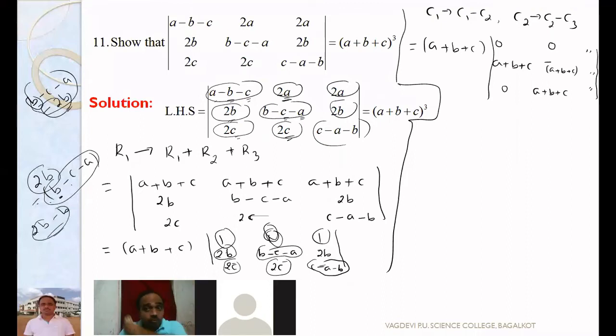So now what is common? What is common in the second row? A plus B plus C is common. And what is common in the third row? Again, A plus B plus C is common. A plus B plus C common from the second row, again A plus B plus C common from the third row. We get totally 2 factors, and already 1 factor is there.